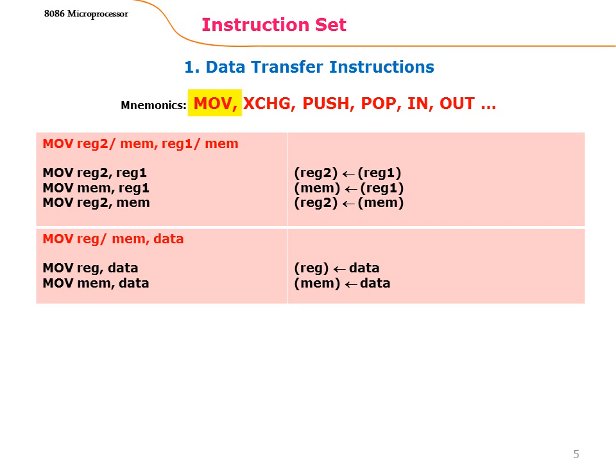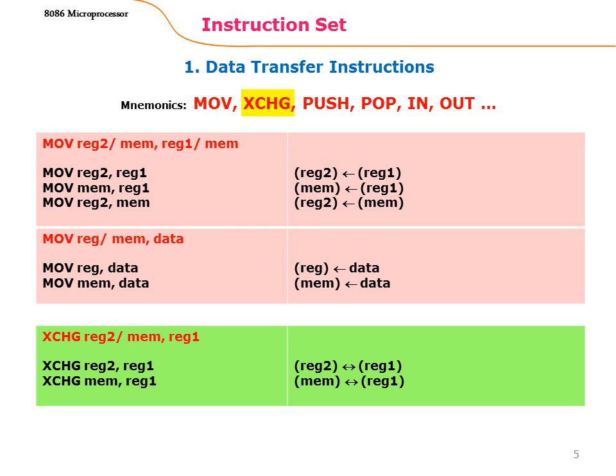Data transfer instructions. The first data transfer instruction is move. Move is an instruction which copies 16-bit data or 8-bit data from source to destination. There are 5 possibilities of operands. If the source operand is a register, the destination must be a register or a memory location. If the source operand is a memory, there is one possibility, that is the destination must be a register. If the source is immediate data, the destination has two possibilities, that is either register or memory.